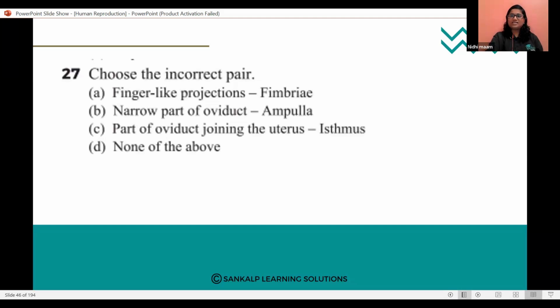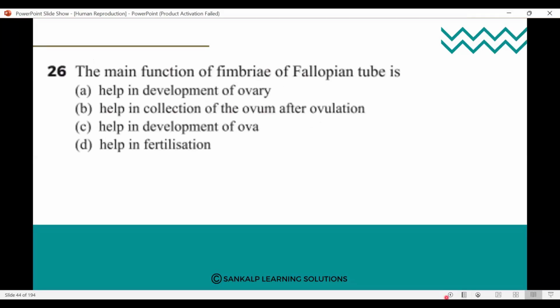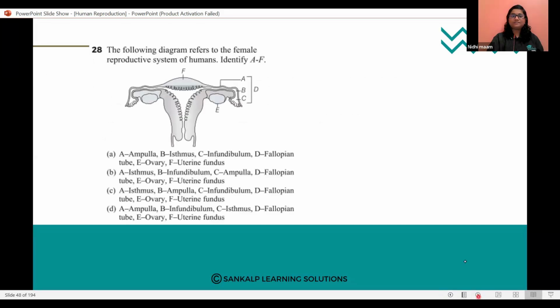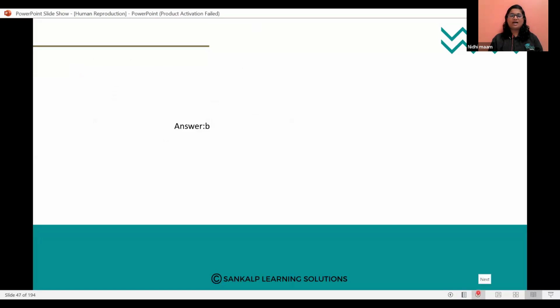So when you consider this as a fallopian tube, infundibulum. Narrow part. Okay, in the next question you will understand. Let me not reveal now. Okay, here option B, narrow part ampulla, is the right answer.